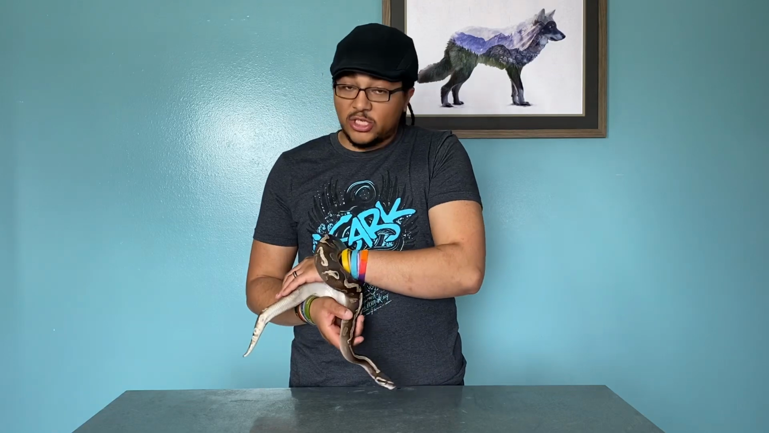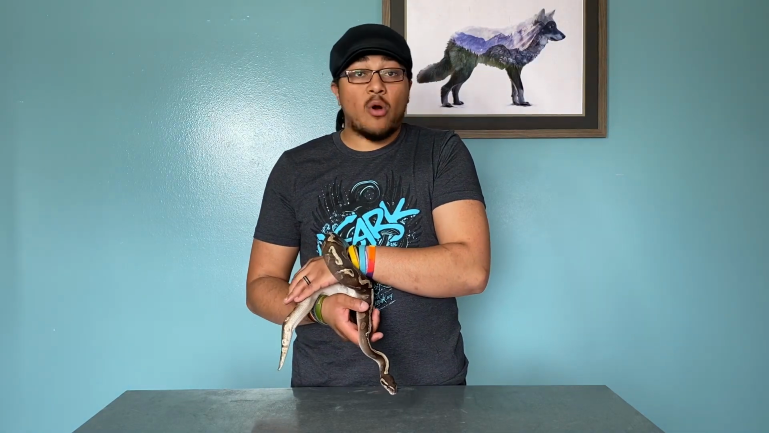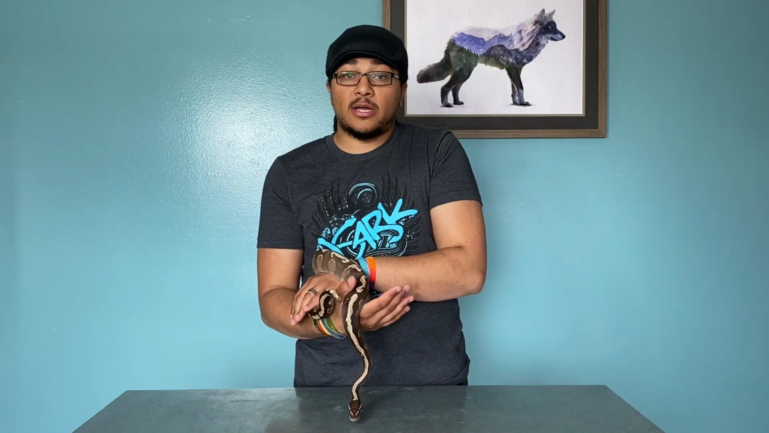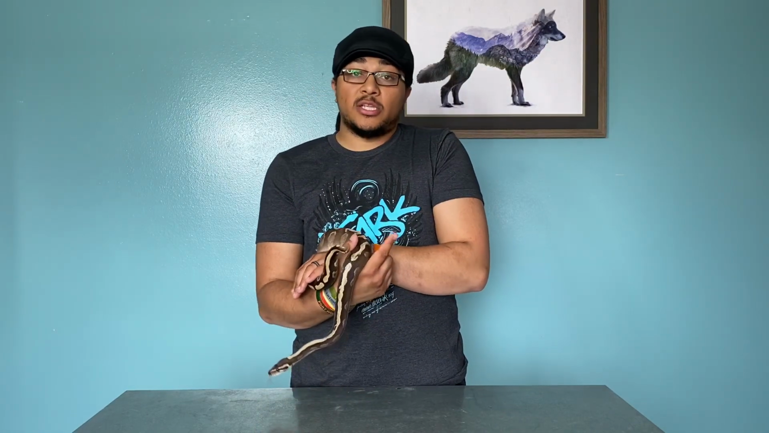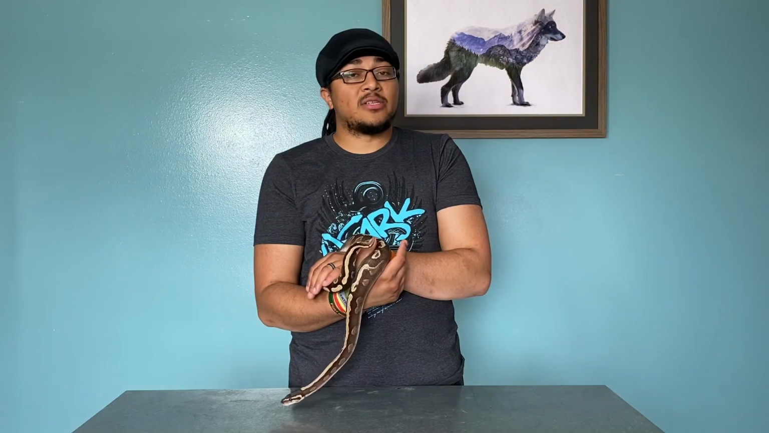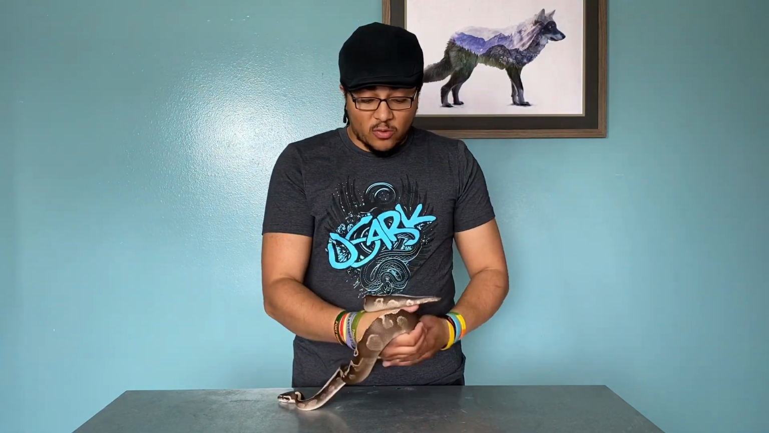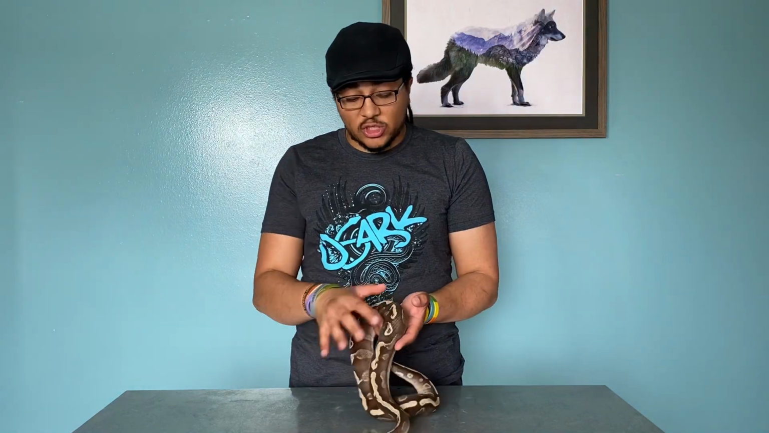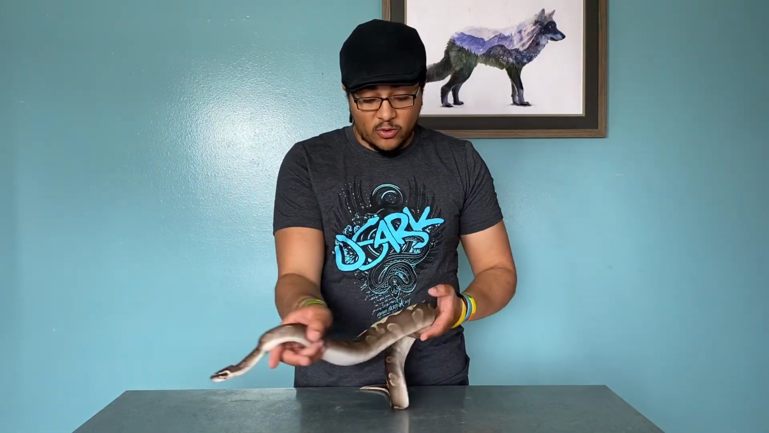But Glacier here is a GHI Mojave ball python. So that means that he is a combo, a two-gene animal of two incomplete dominant traits. The GHI, which stands for gotta have it, and then the Mojave. So in the regular GHI, it's a really busy pattern with a lot of chocolates, and then it has a different kind of dorsal stripe.